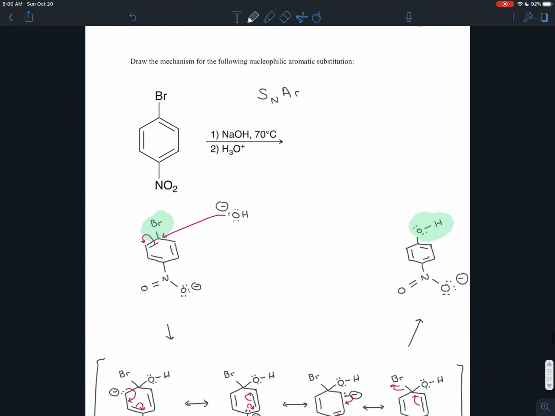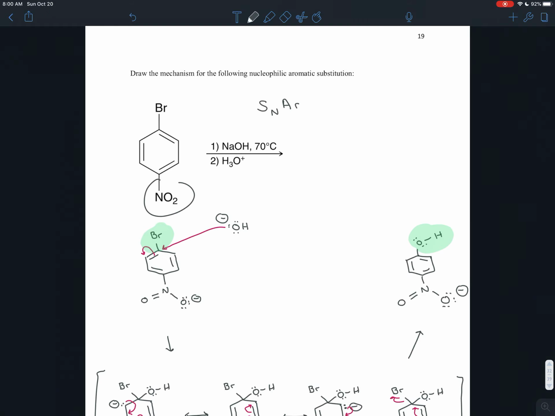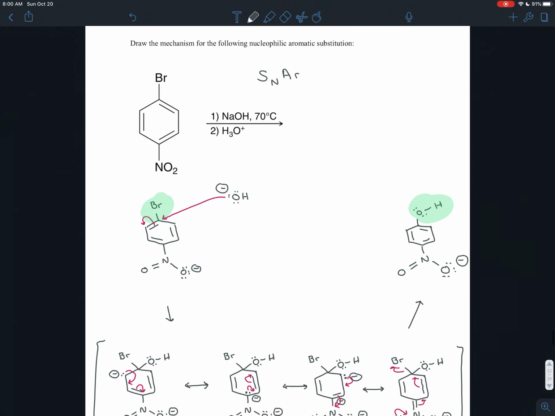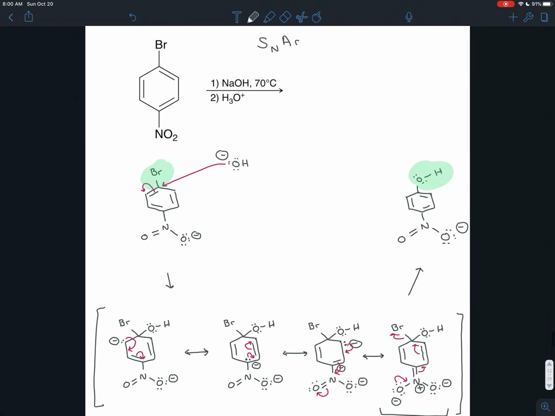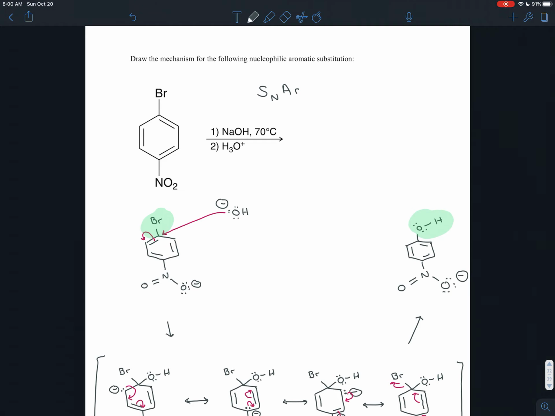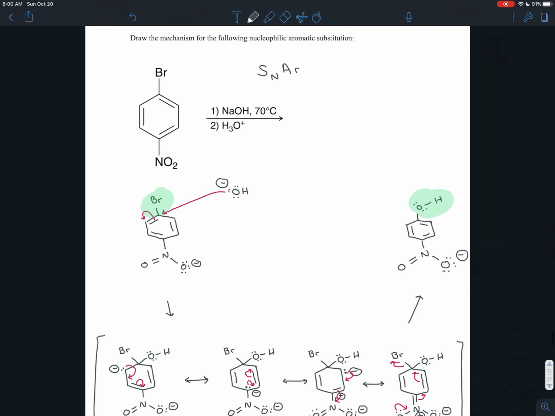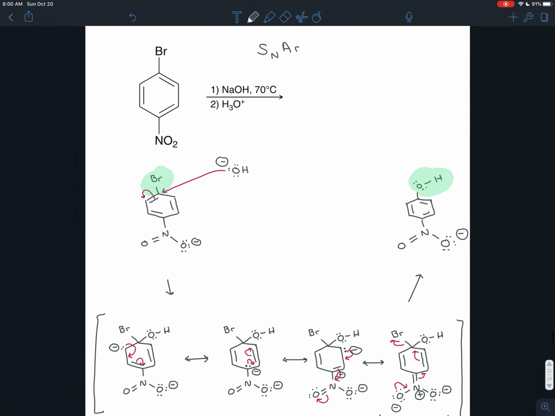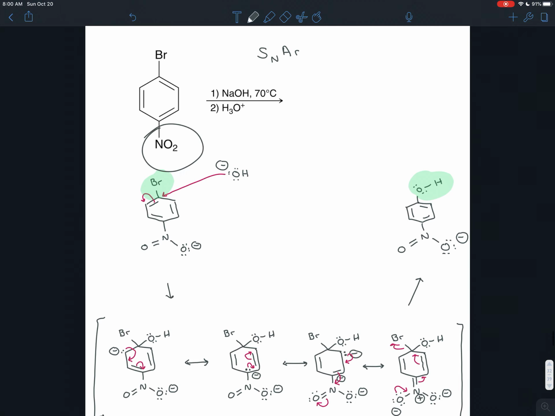But the one limitation that we saw was that the ring had to include a strong electron withdrawing group, usually a nitro group, in the para position. It would also work in the ortho position, but it's usually in the para position because there's less steric hindrance there. In the ortho positions, it's really close to the leaving group, so it's very crowded. So that is a limitation, having that electron withdrawing group.